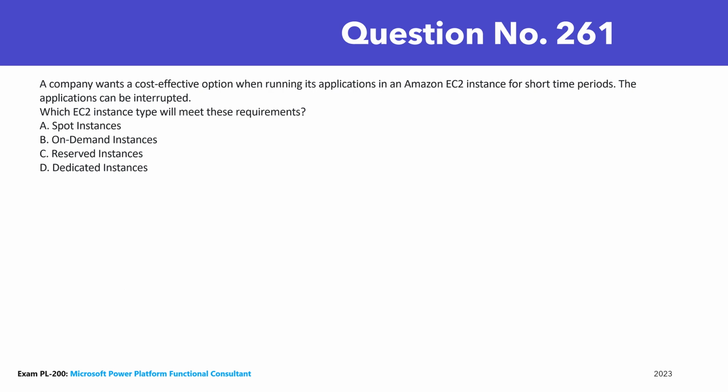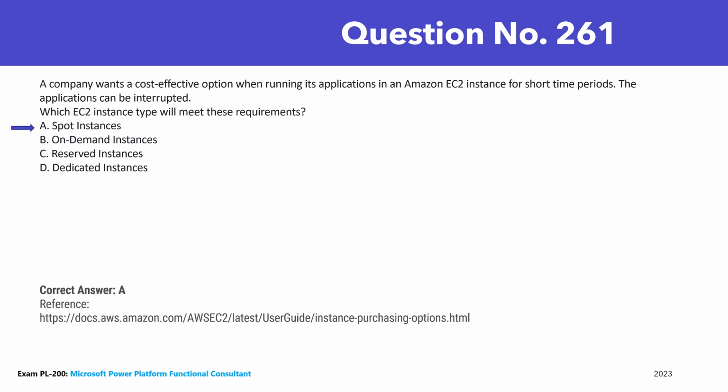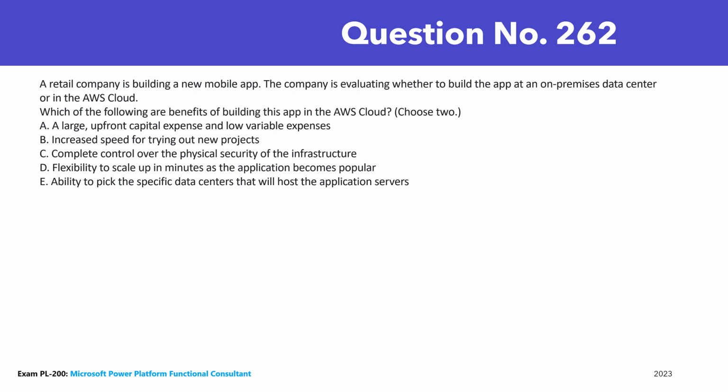A company wants a cost-effective option when running its applications in an Amazon EC2 instance for short time periods. The applications can be interrupted. Which EC2 instance type will meet these requirements? A. Spot instances. B. On-demand instances. C. Reserved instances. D. Dedicated instances. Correct answer, A.